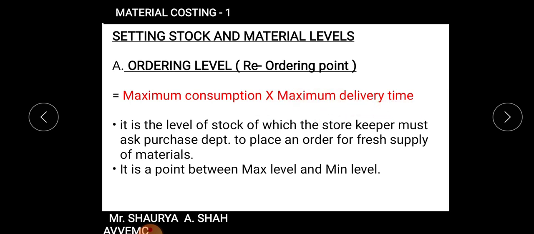You can remember it as your max, right? Maximum consumption into maximum delivery time. I suppose it is clear to each and every student. The first formula is ordering level. You need to remember the formulas and understand the concept simultaneously so that you can directly solve the sum. Maximum consumption into maximum delivery time.